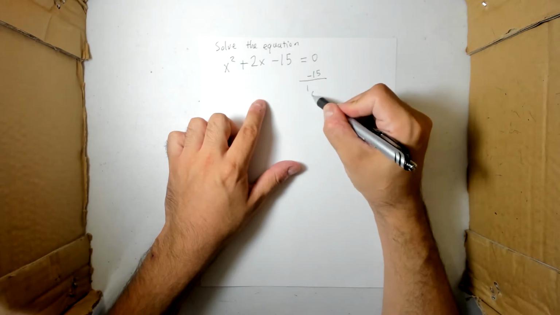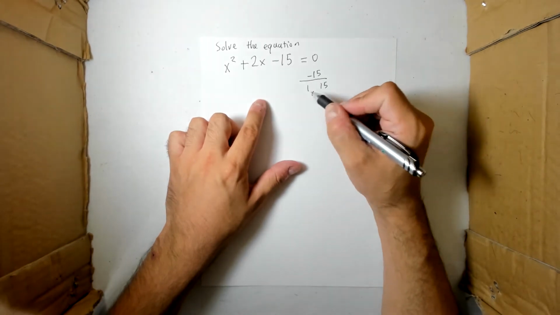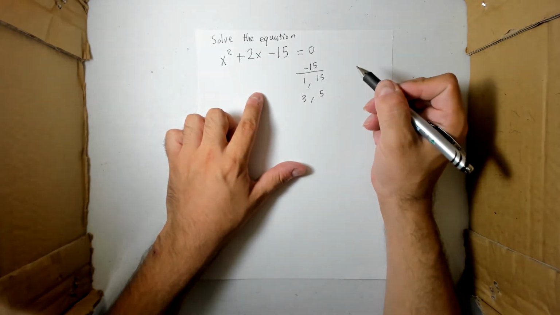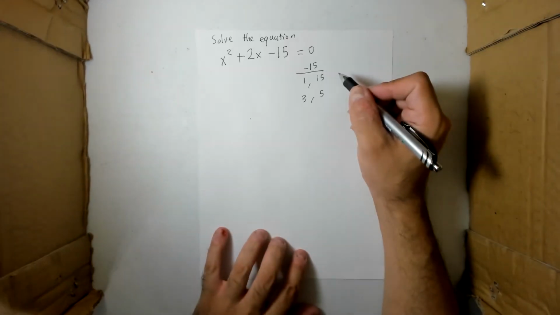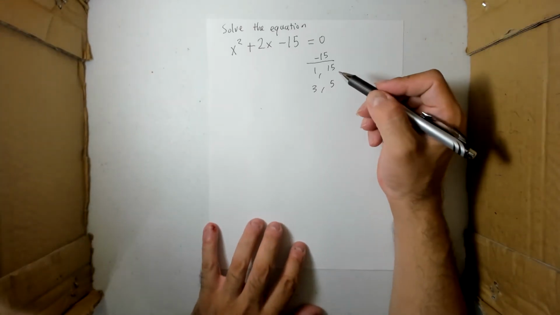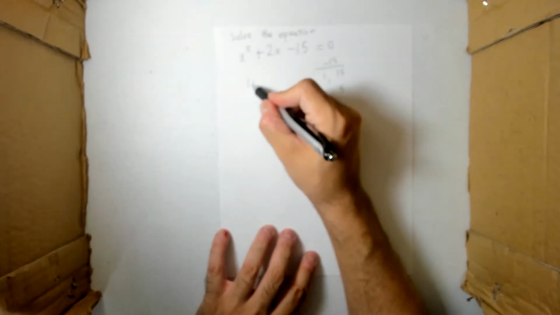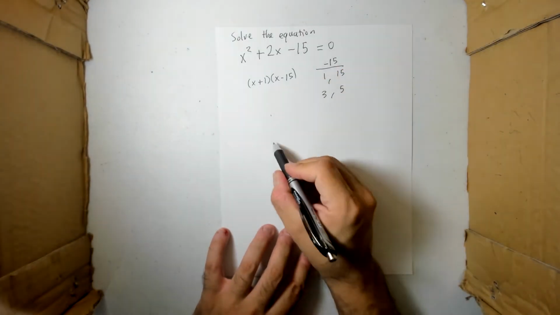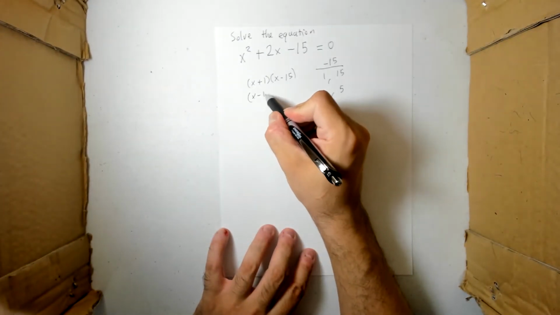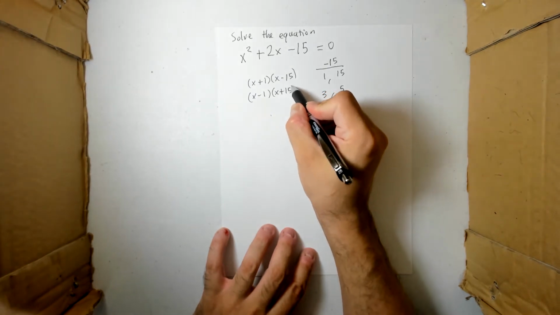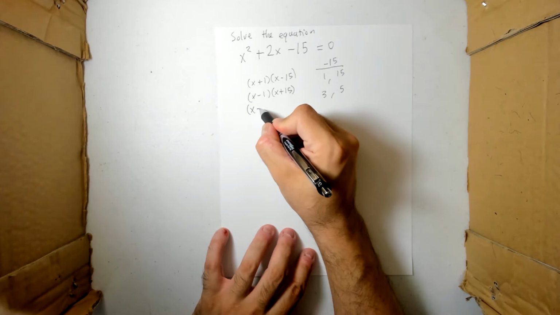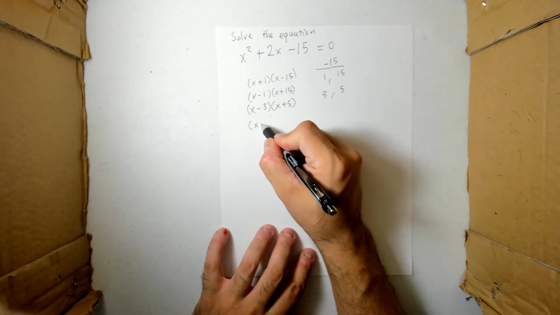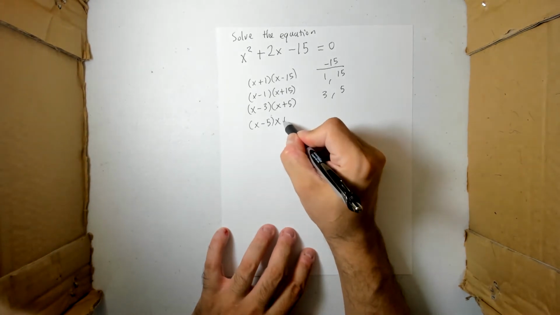I can have 1 times 15 with one of them positive and one of them negative. I can have 3 times 5, and essentially that's it. Now what I'm going to do is list out the possibilities. It could be x plus 1, x minus 15. It could be x minus 1, x plus 15. It could be x minus 3, x plus 5. Or it could be x minus 5, x plus 3.